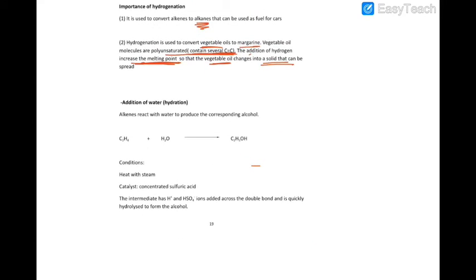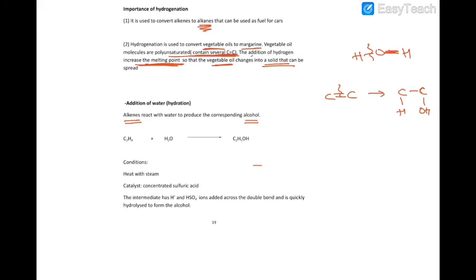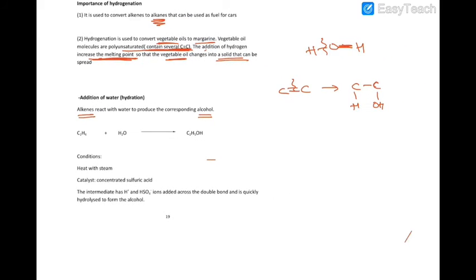The next addition is addition of water. When you add water to alkenes, you end up with an alcohol. You're just breaking the double bond and adding H and OH, because that's water. This breaks and this adds across the double bond. Because you have an OH here, you end up with an alcohol.